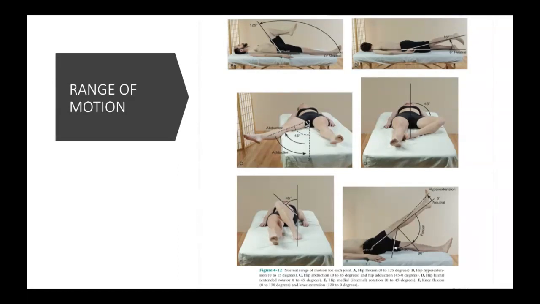So neutral is usually with both legs laying on the table. Hip external rotation is 0 to 45, taking that leg out. And then medial internal rotation is from 0 to 45. And then knee flexion, you'll see 0 to 130, and knee extension is 120 to 0.